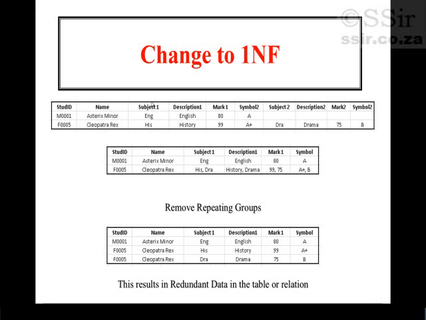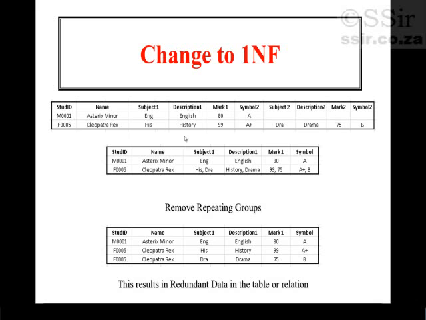Look at this table. You can see that Asterix Minor takes a subject, a single subject, English, and it has a description and a mark and a symbol. However, Cleopatra takes 2 subjects, and these columns, subject 1 and subject 2, seem to be very similar. Description 1 and description 2 are once again very similar. This is an example of what I mean by repeating groups.